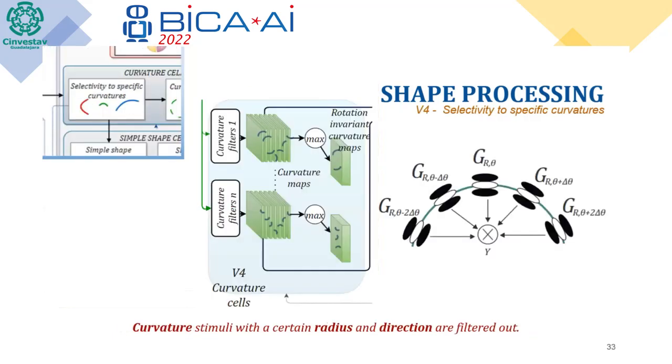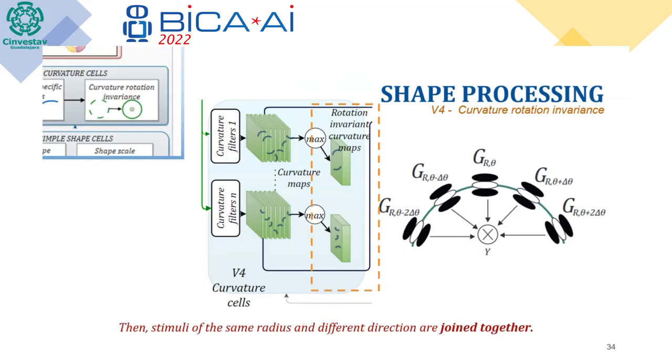Also, we obtain the selectivity to specific curvatures, where curvature stimuli with a certain radius and directions are filtered. This is very similar to the corner detection, but here we can obtain a wide range of activations. And for obtaining the rotation invariance, the stimuli of the same radius and different directions are joined together.